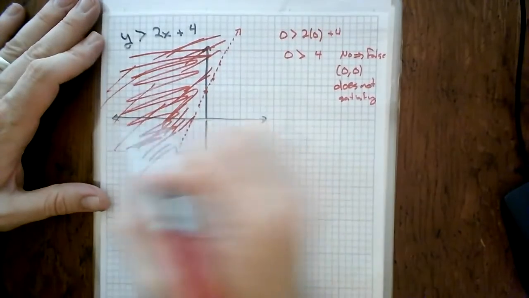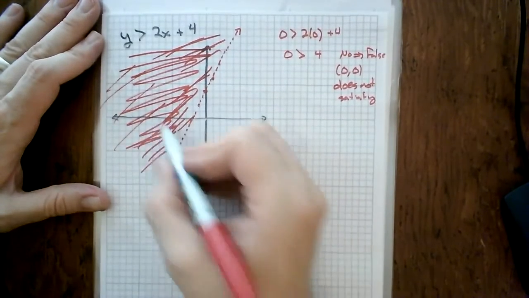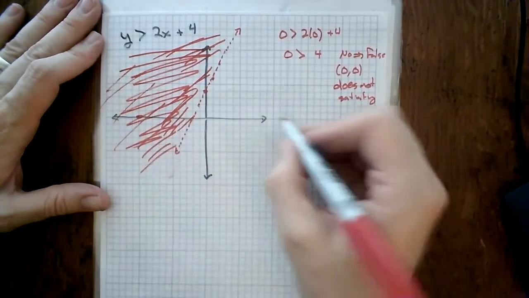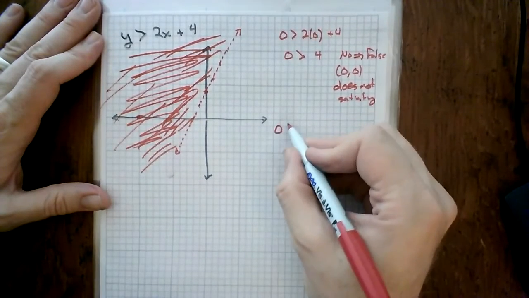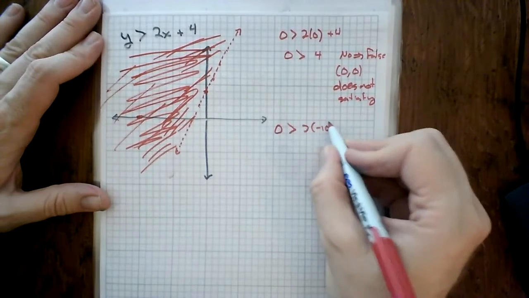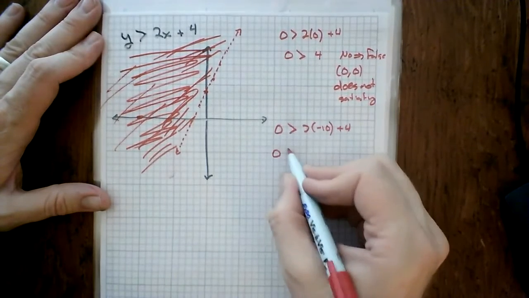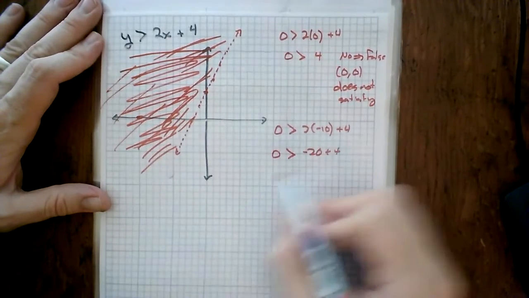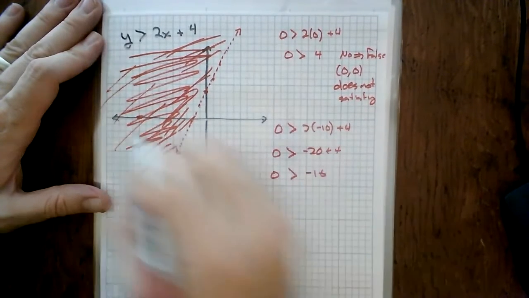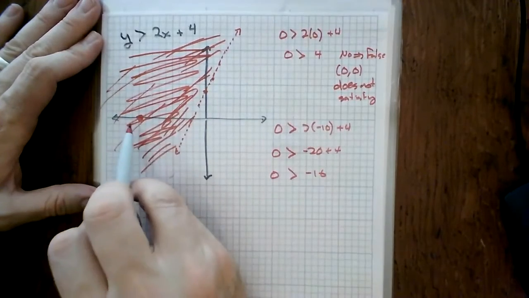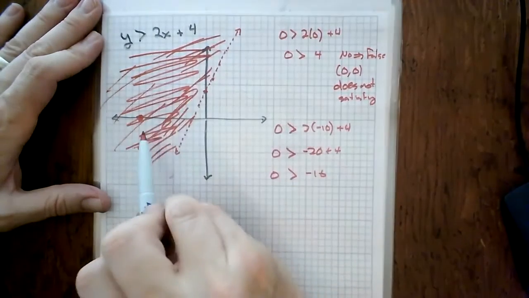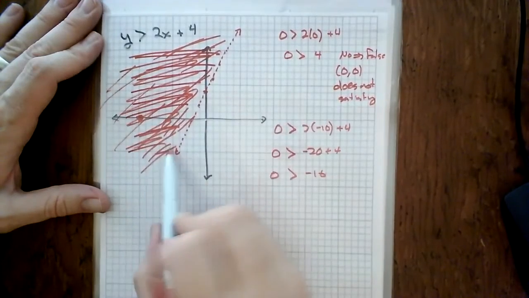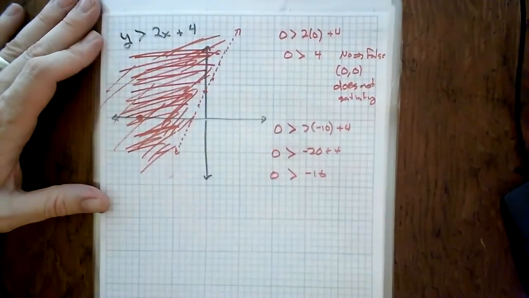Now, if I were to check any other point over here, say -10, 0, let's see if that would work. Is 0 greater than 2 times -10 plus 4? Yes, 0 is in fact greater than -20 plus 4. 0 is definitely bigger than -16. That would be this point over here. I could check every single point on this side of my graph, and that would satisfy this inequality.